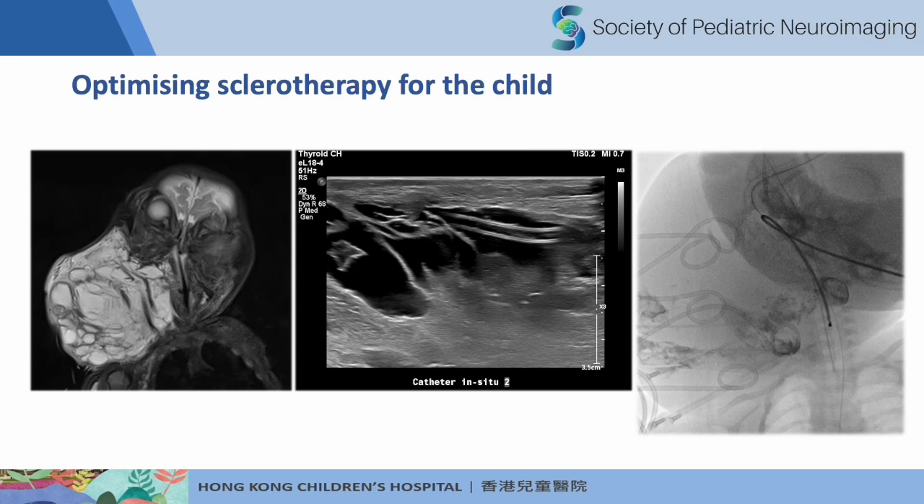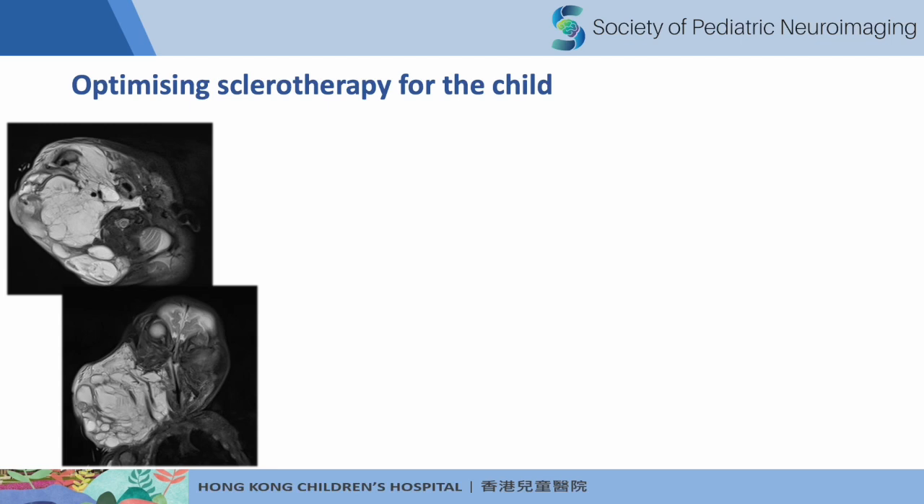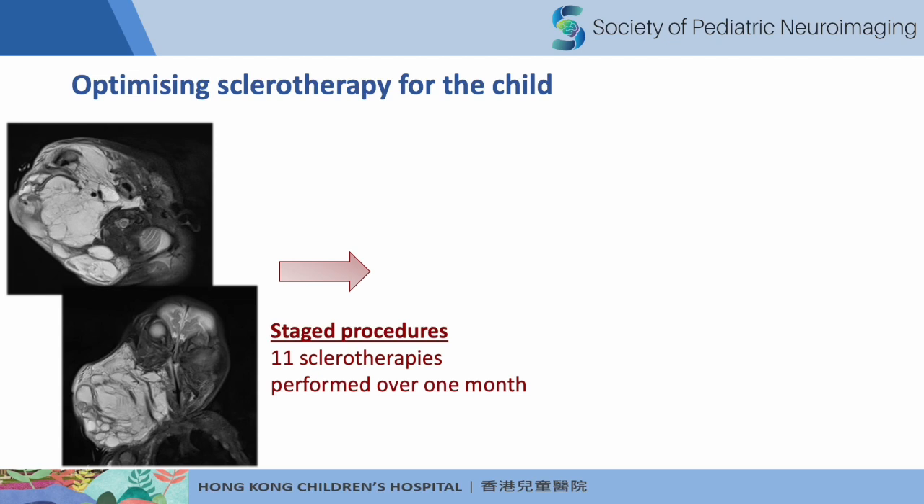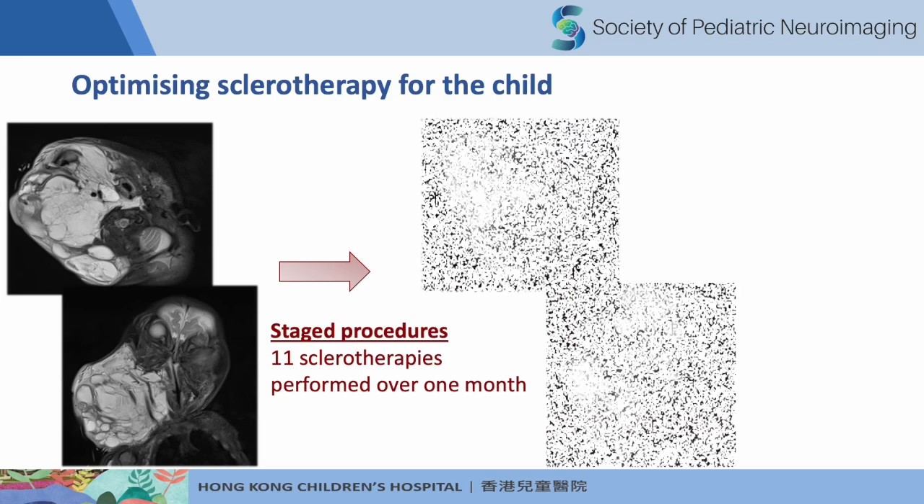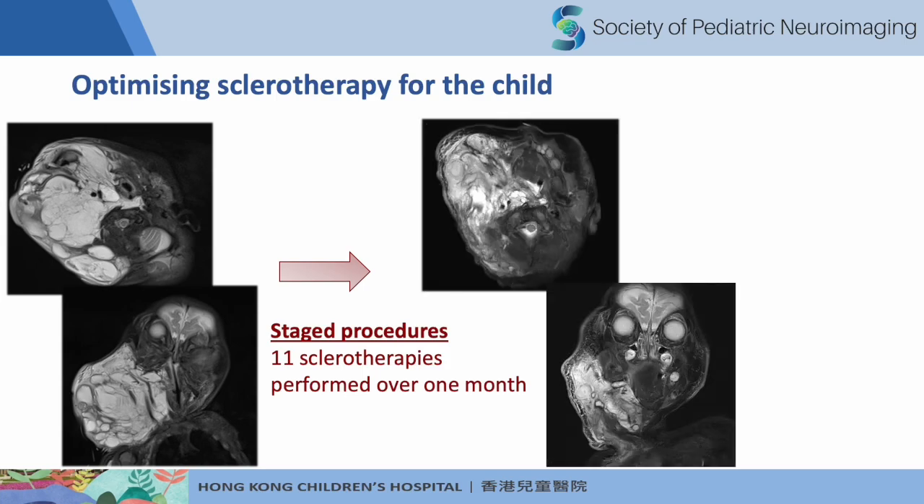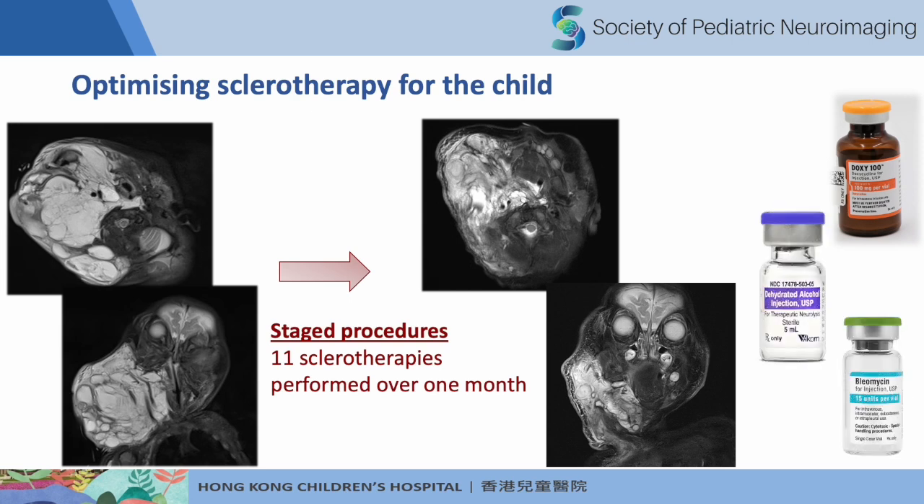And these lymphatic malformations often require a long treatment process. So, for example, in this case, we had to stage the procedure over 11 sclerotherapies over 1 month because we do not want to overdose in each session, and there is a dose limitation to each of the sclerosants. In these extensive lymphatic malformations, you can also mix different sclerosants. For this case, we used a mixture of doxycycline, alcohol, as well as bleomycin. So that would allow you to overcome a little bit of the dose limitation.